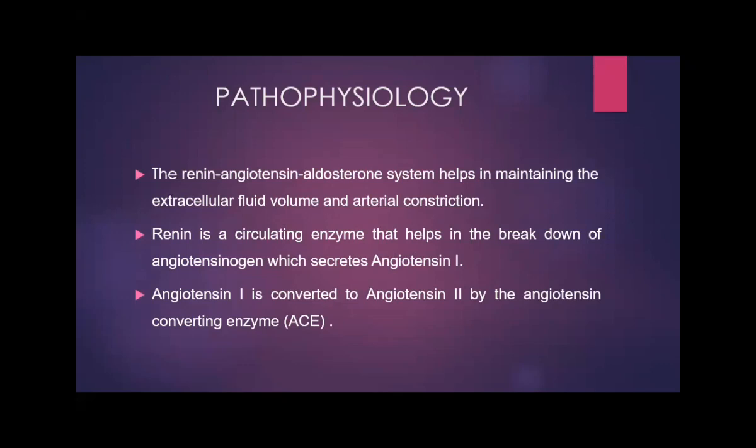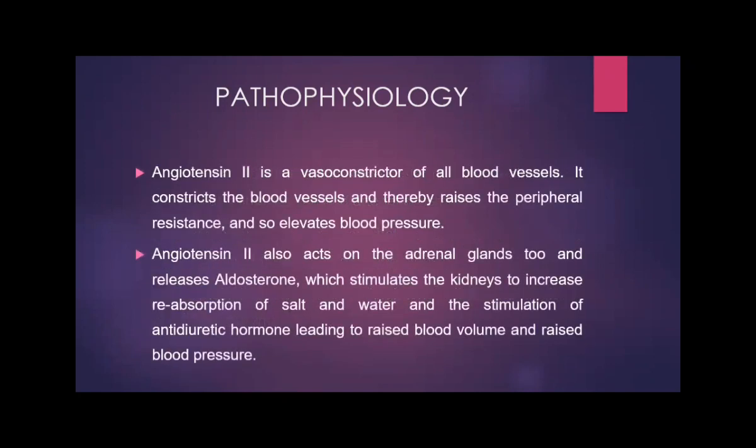So renin is a circulating enzyme that helps in breakdown of angiotensinogen, which secretes angiotensin 1. Angiotensin 1 is converted to angiotensin 2 by angiotensin converting enzyme. Then angiotensin 2 is a vasoconstrictor of all blood vessels. It constricts the blood vessels and thereby raises the peripheral resistance, and so elevates blood pressure.